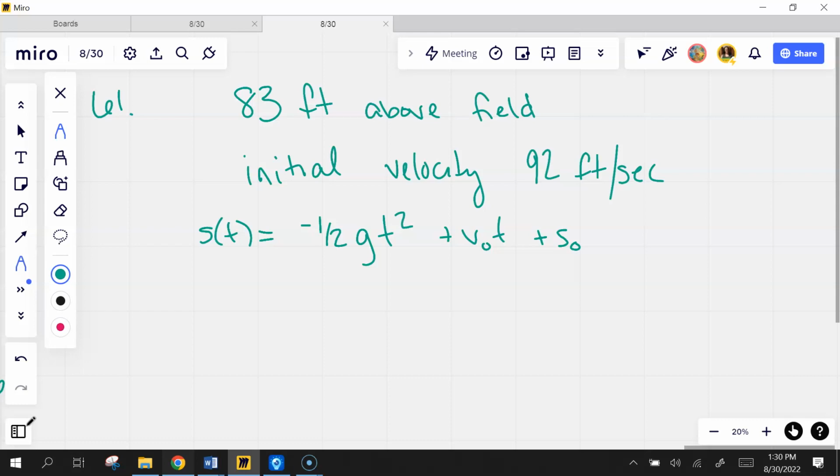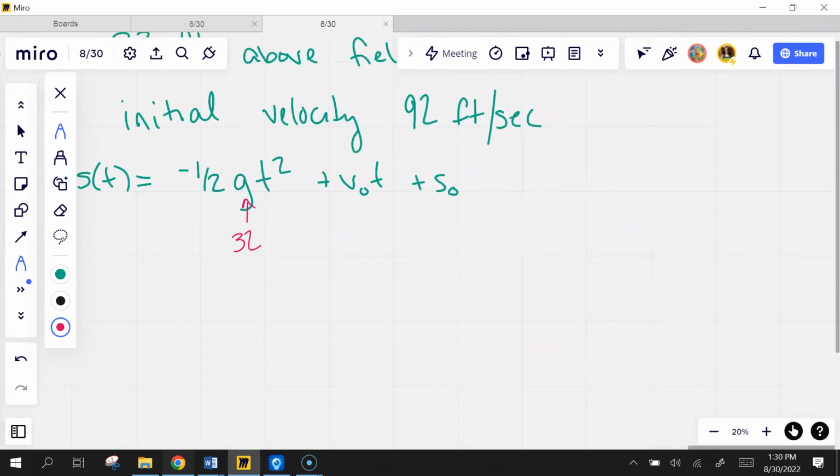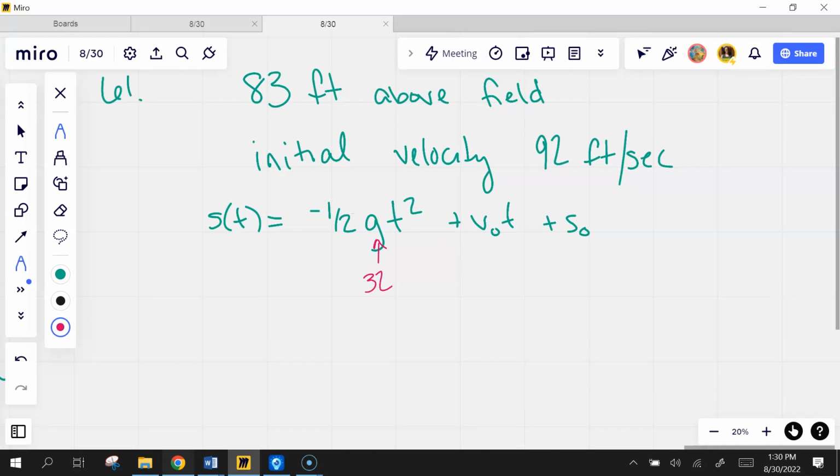So you have to decide first, which g am I going to use? Am I going to use the 32 or the 9.8? And how do I know? Why 32? It's in feet already, and everything else is in feet. So for g, I'm going to use 32. The t is going to stay, right? What is my initial velocity? What is my initial position or initial height? 83 feet.